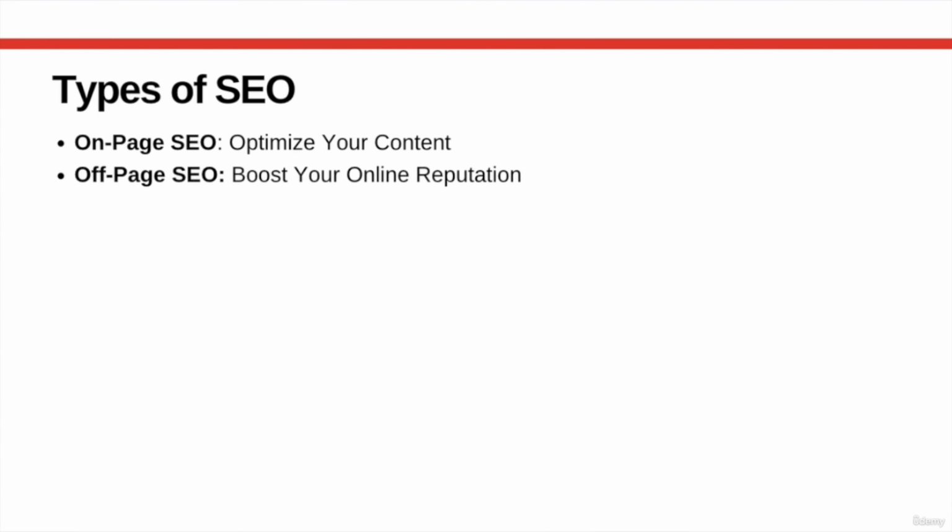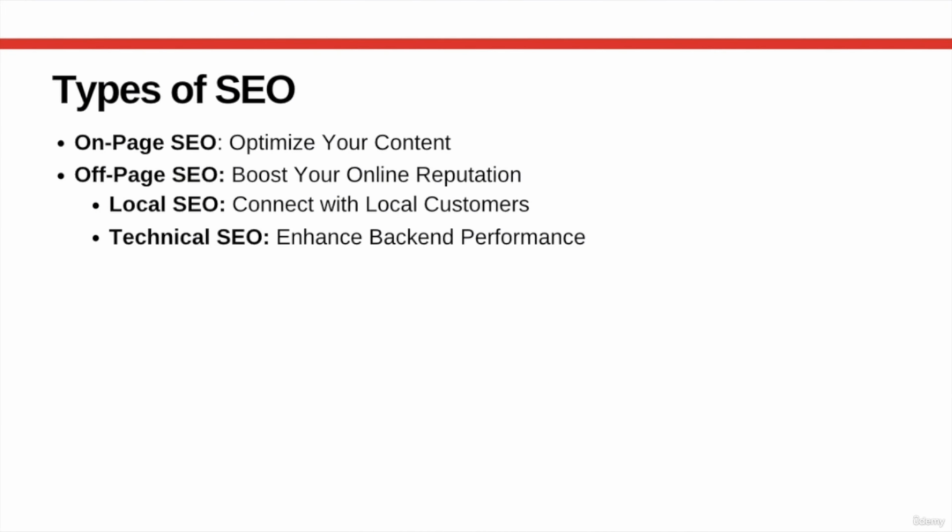Off-page SEO. This involves activities outside your website that help boost its reputation. It includes getting other websites to link to yours, like receiving good reviews, and promoting your content on social media to attract more visitors. Other common terms you will hear are local SEO and technical SEO. They are very specialized and fall under off-page SEO.